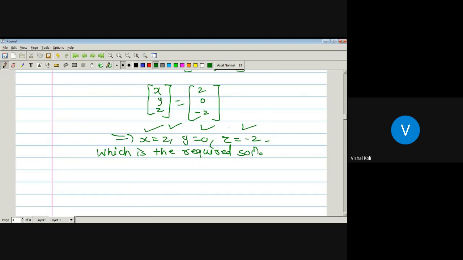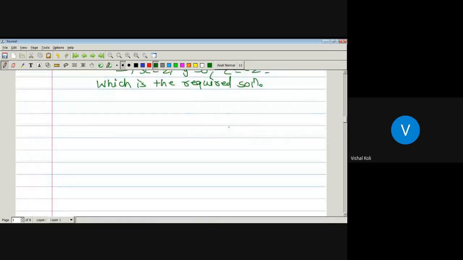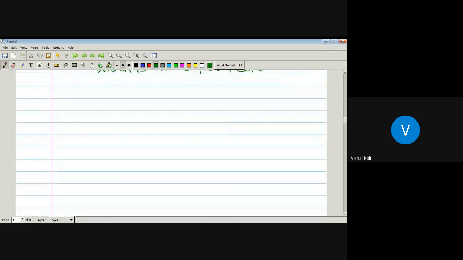Now we will take some examples to check whether the given system of linear equations are consistent or inconsistent. How to check? If determinant of A is not equal to 0, then obviously they are consistent since it has a unique solution. But if determinant of A will be equal to 0, then we have to check whether it has no solution or infinitely many solutions. So let us see.